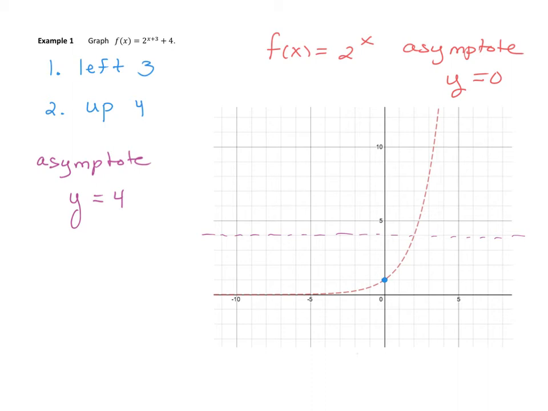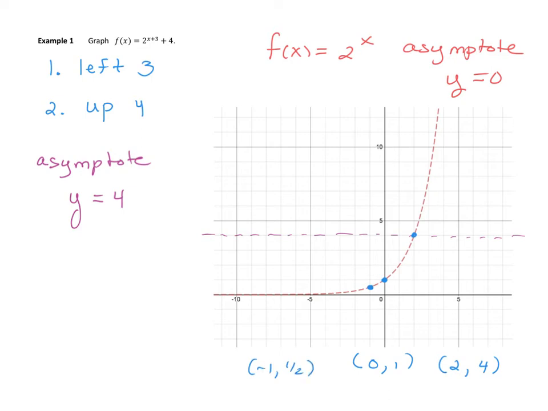The point 0, 1 will be another good point. Maybe this point here. That's the point 2, 4. And maybe one more. Maybe this one here. That's the point -1, 1/2.